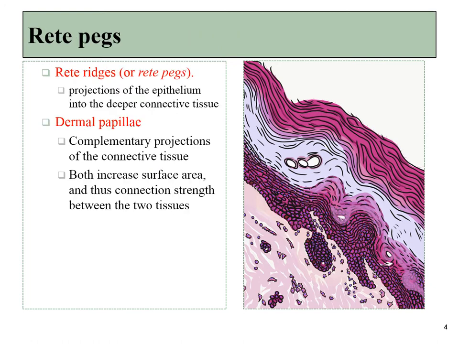Where the epidermis connects to the dermis is not flat, but is instead bumpy, which increases the surface area between the two and makes for a stronger connection. The downward pointing bumps are called rete ridges or rete pegs, whereas the upward pointing bumps of the dermis are called dermal papillae.